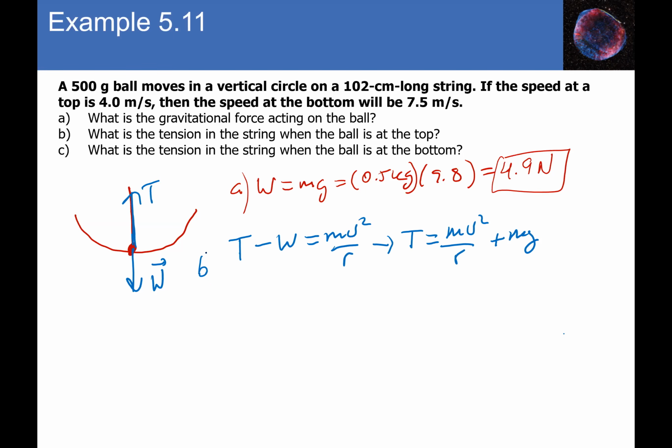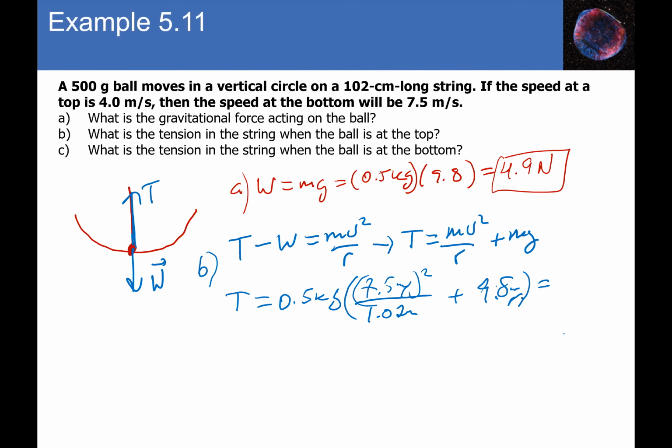That means we can solve for part B, right? We can then solve for the tension. I can factor out the mass, which is 0.5 kilograms. Since this is at the bottom, it's 7.5 meters per second squared, divided by a radius of 1.02 meters, plus the weight, which we just calculated as 4.9 newtons. All right, so I calculate this. Oh, never mind, I factor out the mass, right? So this is just 9.8 meters per second squared. All right, so we calculate this. I'm going to get 2.